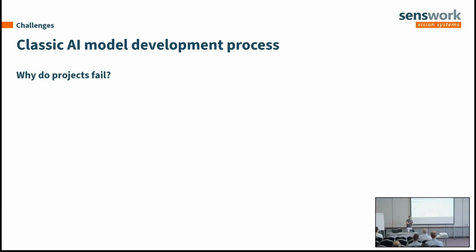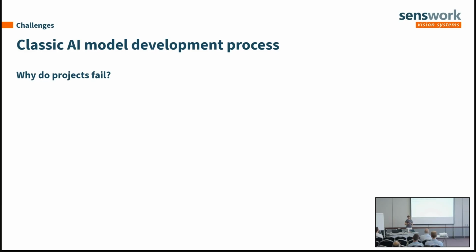So with the classical AI model development process, why do projects fail? All the time we hear about disruptive technology, groundbreaking technology, new ideas, which of course partially work, but also a hot topic right now is, for instance, AI agents. Everybody's talking about them, but then when you put them into production, you start having problems, so they don't work.